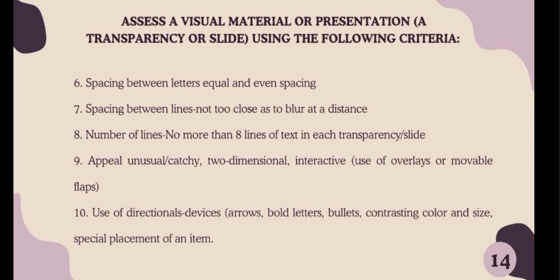So next, spacing between lines not too close as to blur at a distance. Number of lines, no more than 8 lines of text in each transparency or slide. So limit the amount of text to avoid overcrowding the slide with information. So next, appeal unusual, catchy, two-dimensional, interactive use of overlays or movable flaps. So you need to include features like overlays or movable parts to make the material more engaging and entertaining.